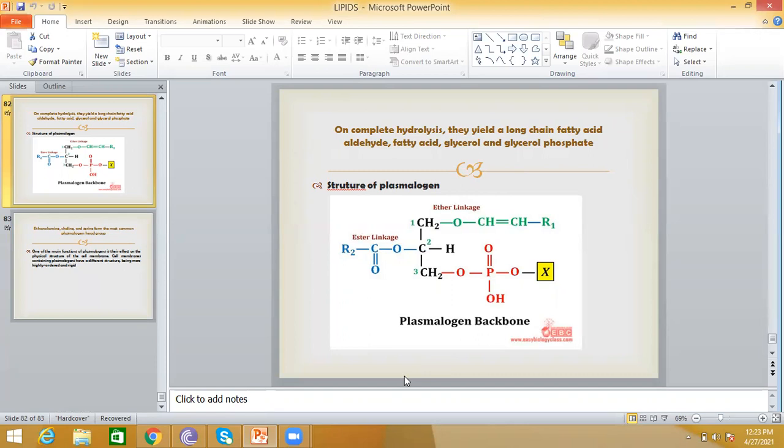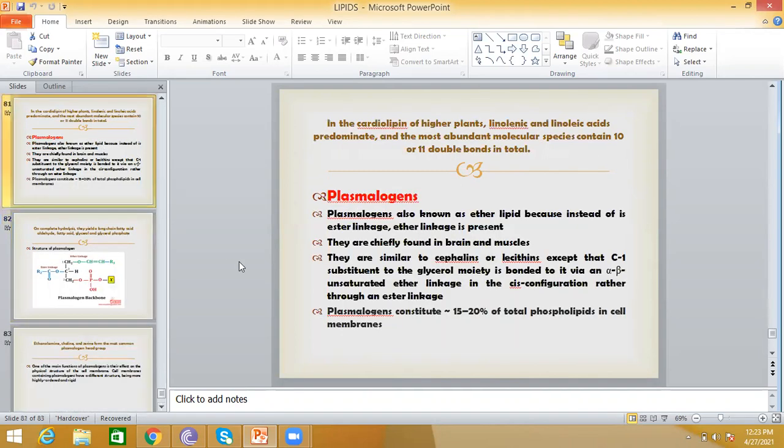ठीक है जी. So we will continue plasmalogen in the next lecture. Just go through it, and then let me know if you are unable to understand anything, or if you have any questions. We will start our next lecture from plasmalogens.